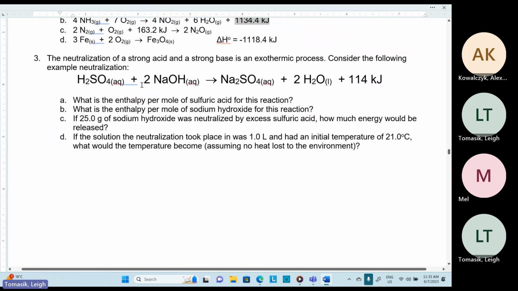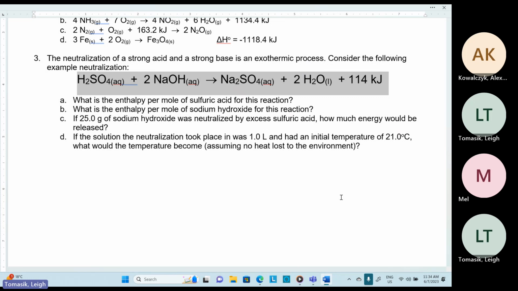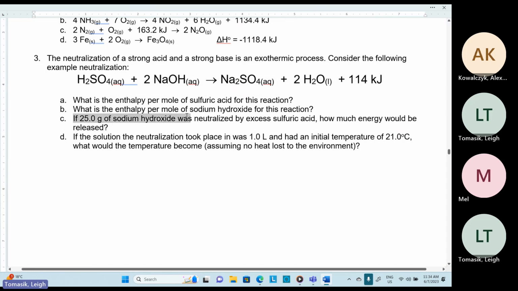The neutralization of a strong acid and a strong base is an exothermic process. Consider the following. So it gives you a communication, right? Where enthalpy is part of the chemical equation. It asks you what is the enthalpy per mole of sulfuric acid. So you would have to divide the overall enthalpy by the number of moles of sulfuric acid in that question. What is the enthalpy per mole of sodium hydroxide? And then it says, if 25 grams of sodium hydroxide was neutralized by excess sulfuric acid, how much energy would be released?